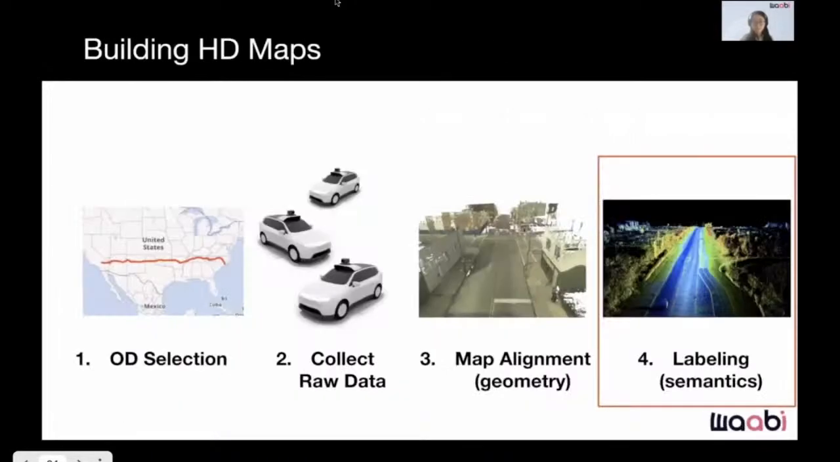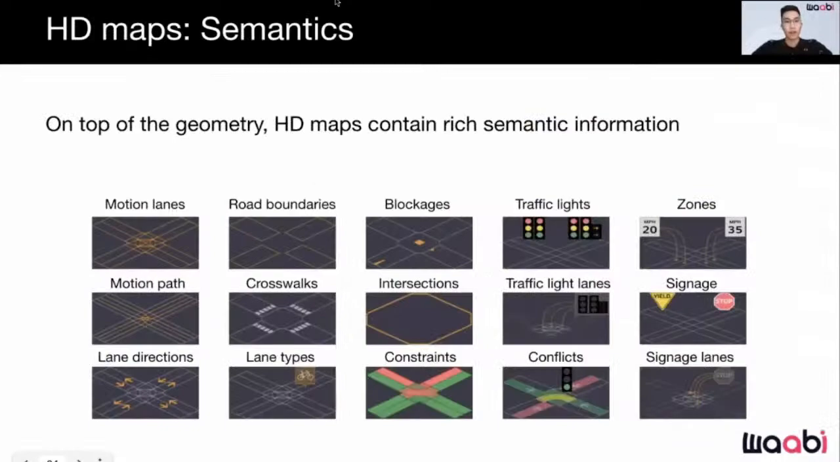Next, Justin will talk about generating the semantic elements of the map. On top of geometry, HD maps contain rich semantic information, such as the precise location of lane and road boundaries, crosswalks, and intersections. Furthermore, they encode the traffic regulations. For example, lane conflicts, traffic light to lane associations, and information traffic laws described in signs.